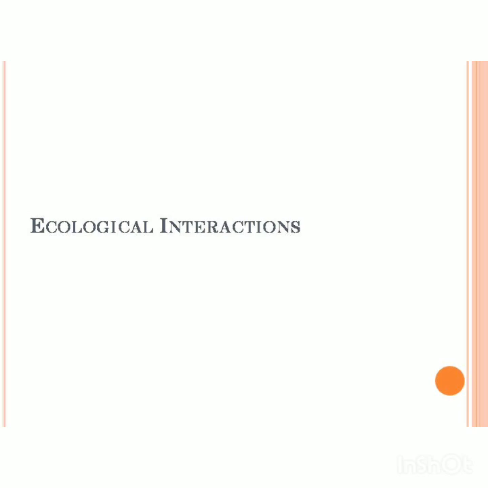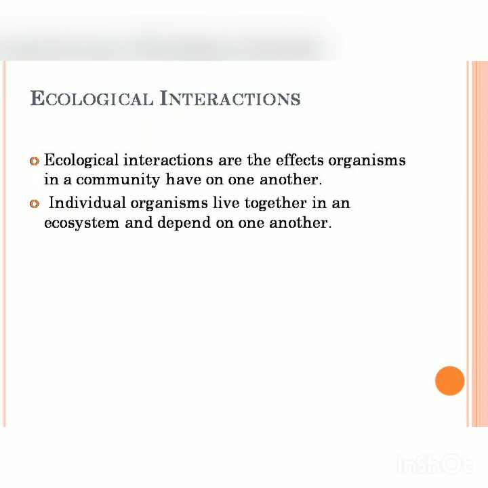First of all, we will know what is ecological interaction. In ecology, a biological interaction or ecological interaction is the effect that a pair of organisms living together in a community have on each other. They can be either of the same species or of different species.